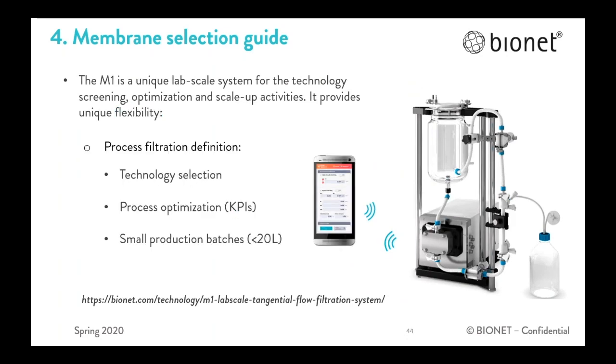Normally, when we face a new filtration process, we distinguish two main steps. First of all, the technology selection, where we select the most suitable membrane module, as I have explained. Then, we need to optimize our process, in which we determine the key performance indicators that define our filtration process. I'm talking about cross-flow velocity, TMP, permeate fluxes, concentration factors, etc. Both steps can be performed with the M1 system, and even if the filtrability of the product is acceptable, we could process small production batches below 20 liters.